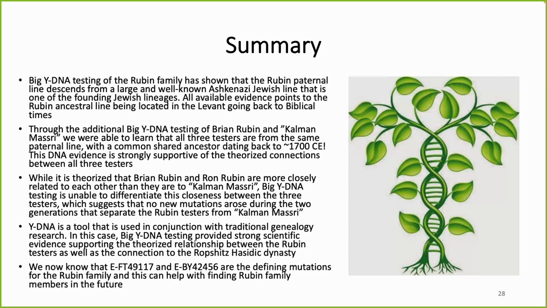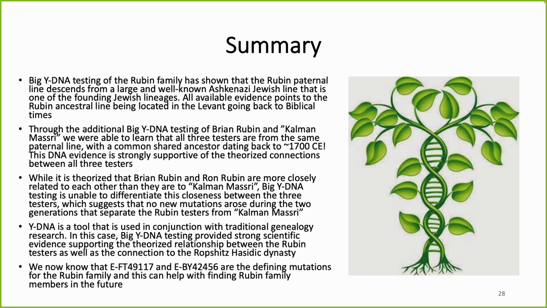So I want to get to this big summary slide to just pull it all together. At first we talked about the big Y DNA testing from Ron Rubin's test, and it showed that the paternal line descends from a large and well-known Ashkenazi Jewish line that is one of the founding Jewish lineages, EM123. Again, there are a lot of Jewish lineages among that. And all available evidence points to the Rubin ancestral line being located in the Levant going back to biblical times. So that was the first half of the presentation.